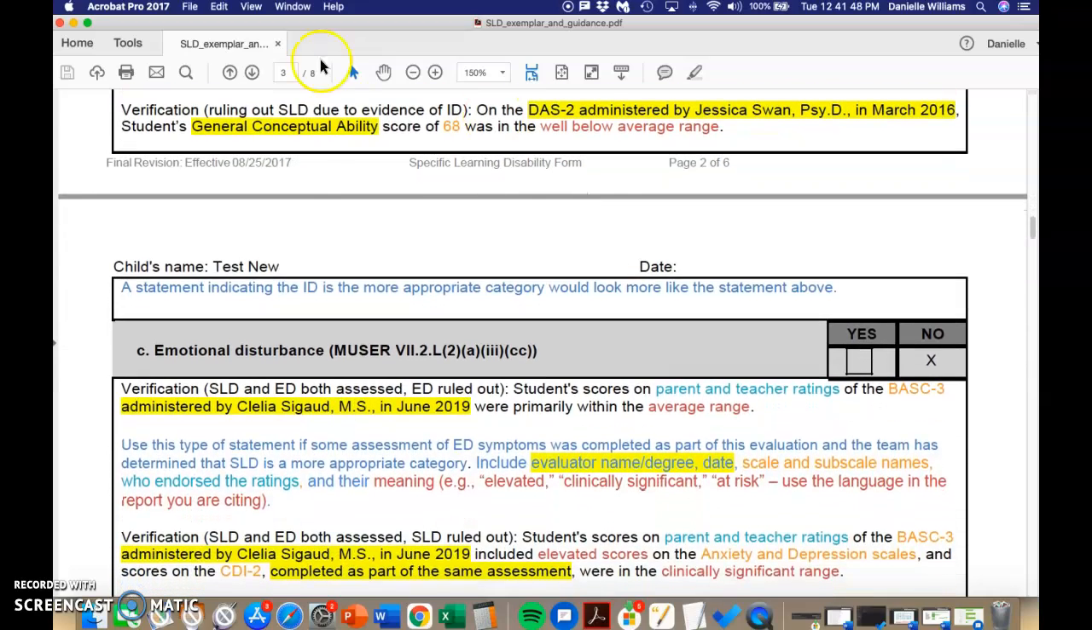If the student's actually an appropriate rule out because we assessed for SLD, but their pattern is actually more consistent with intellectual disability, you're going to indicate that. Here's a composite score that's in the well below average range. This is a child whose pattern is more suggestive of intellectual disability.